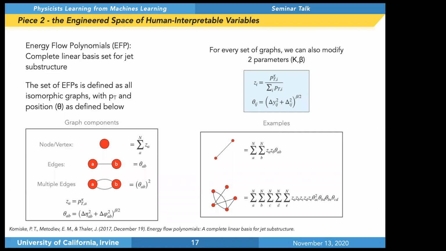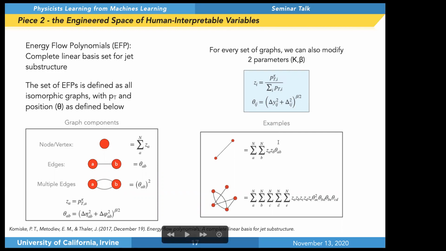And the way that they're defined is any isomorphic graph that you can construct where the nodes of your graph are these sums over the fraction of momentum of your constituents, and the edges of your graphs are the angular separation of those constituents. Any of the infinite graphs you can construct with these as your components is a member of this energy flow polynomial set, and is a candidate for a jet substructure observable that might be the missing information. In addition to these graphs, there's a kappa and beta parameter. So you can give emphasis to either the momentum component of your constituents, or in the case of beta, the angular separation of the constituents.